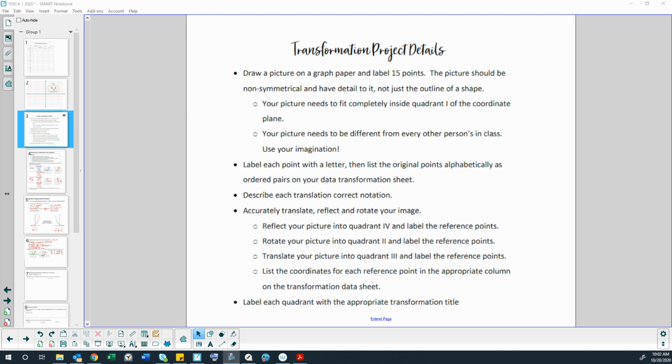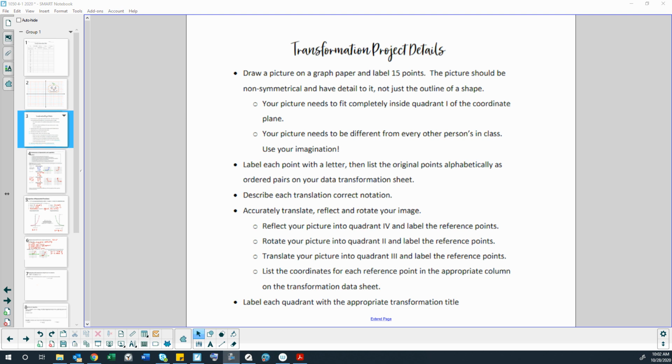Here's a little help with the transformation project. I'm going to read through the instructions with you. Draw a picture on a graph paper and label 15 points. The picture should be non-symmetrical and have detail to it, not just the outline of a shape.